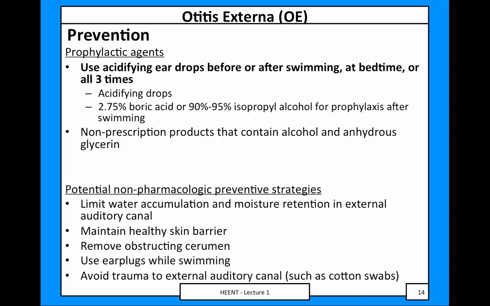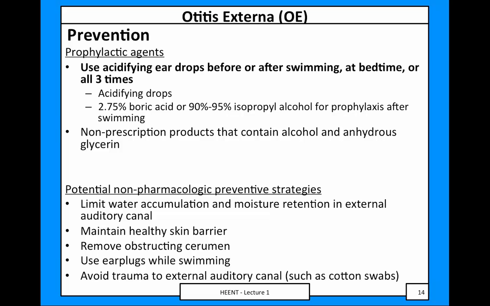So how do you prevent otitis externa? Here are some prophylactic agents. You can use acidifying drops before or after swimming, at bedtime, or all 3 times. 2.75% boric acid or 90 to 95% isopropyl alcohol can be used for prophylaxis after swimming. And there are some non-prescription products that contain alcohol and anhydrous glycerin. So there are some over-the-counter medications that they can use to prevent otitis externa.